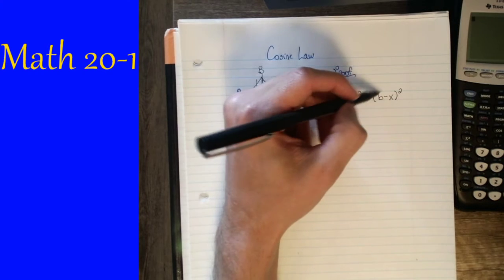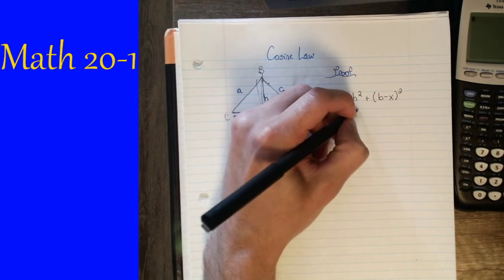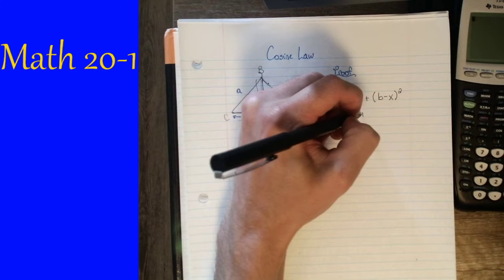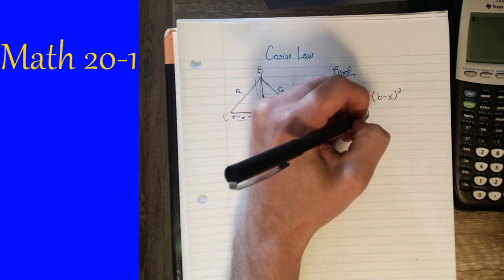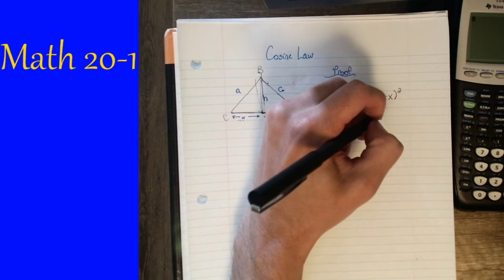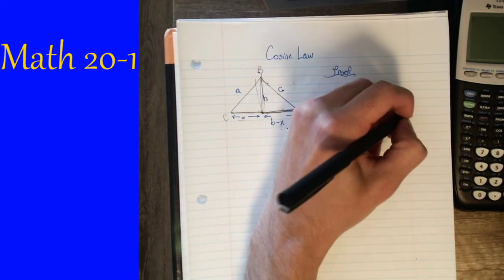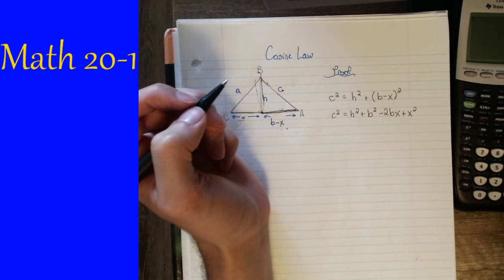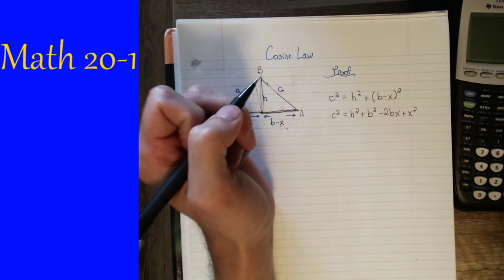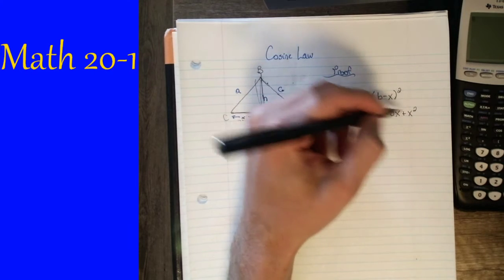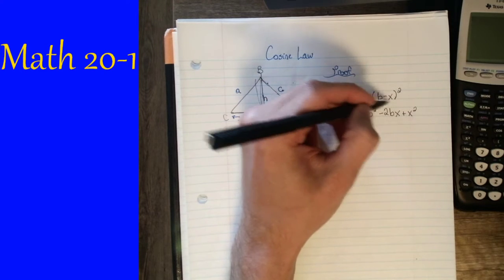And next we're just going to expand this (b minus x) squared out. So c squared is equal to h squared plus, when we expand (b minus x) squared out, we get b squared minus 2bx plus x squared. I hope we understand the expansion here: b squared minus 2bx plus x squared. That's just when you multiply that by itself.